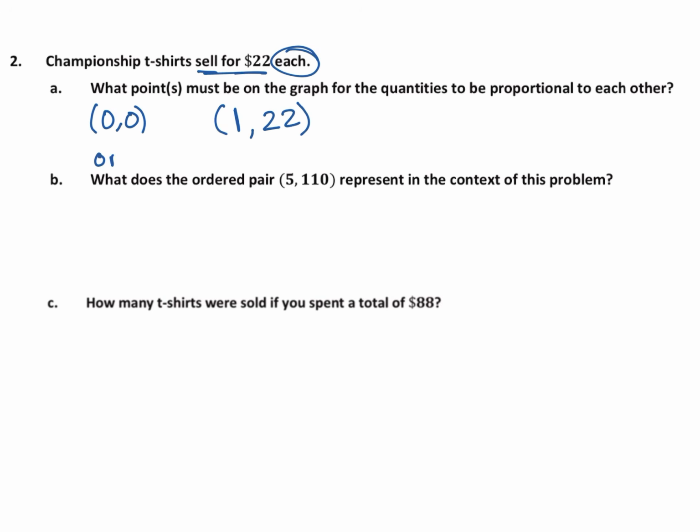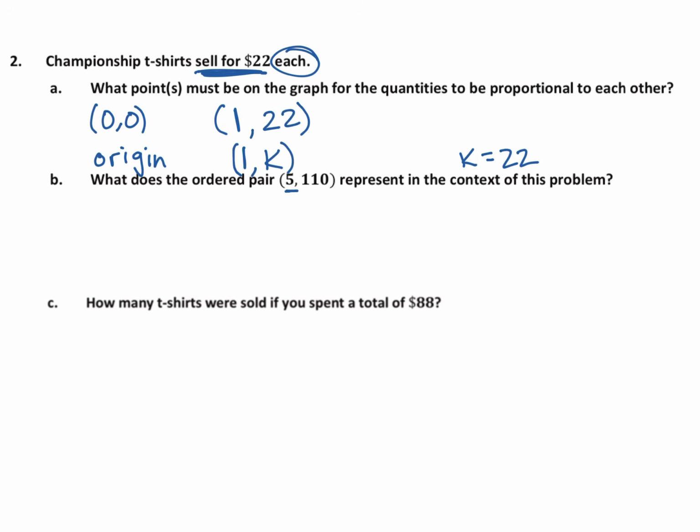Another way that we would describe these is this one is the origin, and this one is (1, k). The k being the constant of proportionality, so we can say k is 22 because they sell for $22 each. Then it asks in part B, what does the ordered pair (5, 110) represent?